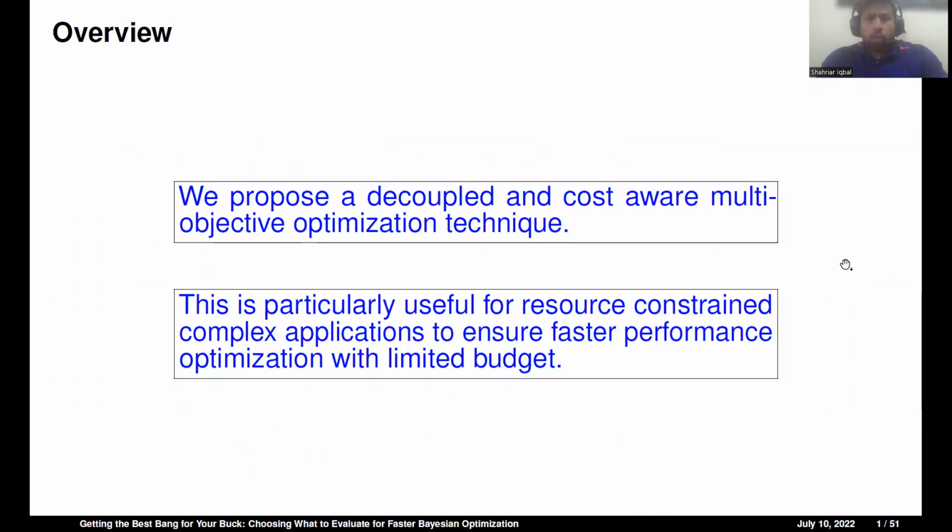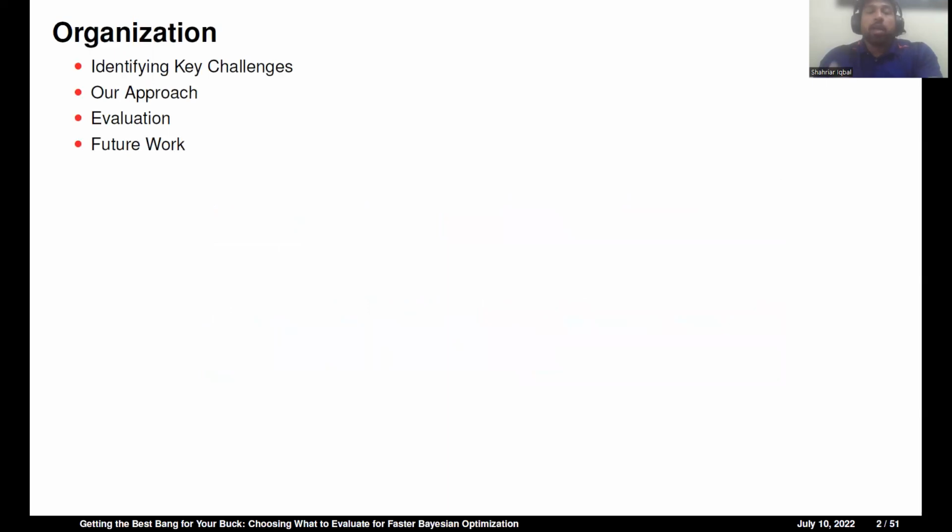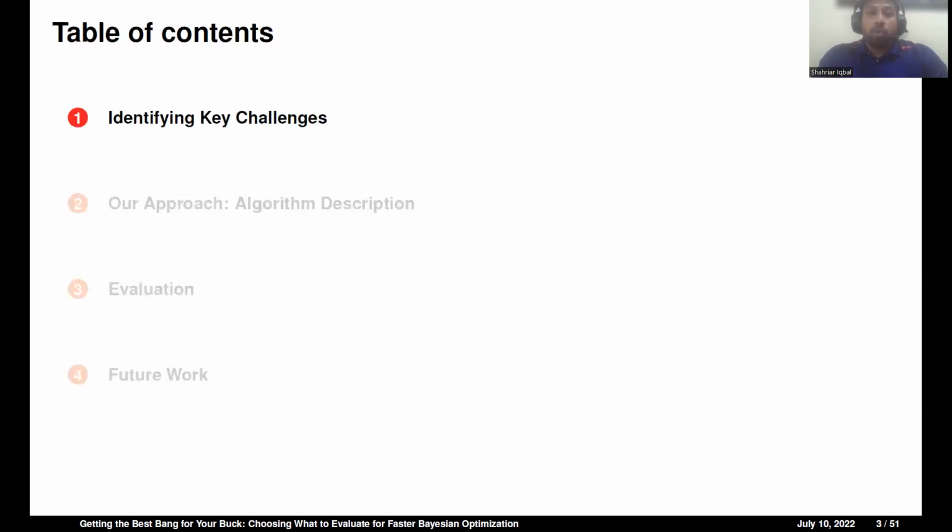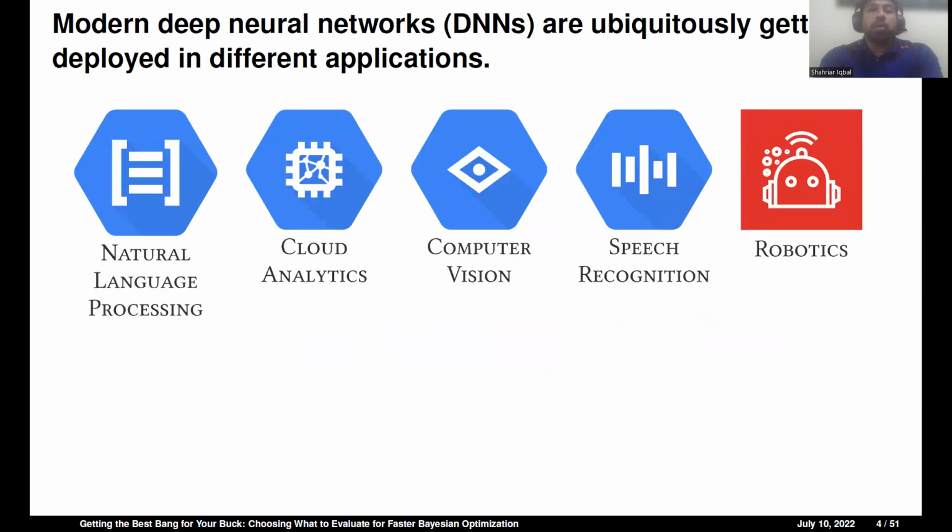As a general overview, we propose a decoupled and cost-aware multi-objective optimization technique here. This technique is particularly useful for resource-constrained complex applications to ensure faster performance optimization with limited budget. This session is organized into 4 sections. Initially, I'll talk about the challenges, later our approach, then I will talk about the experimental setup and results, and finally, future work.